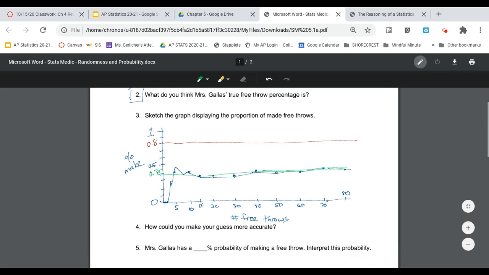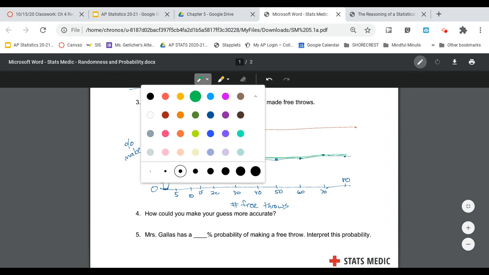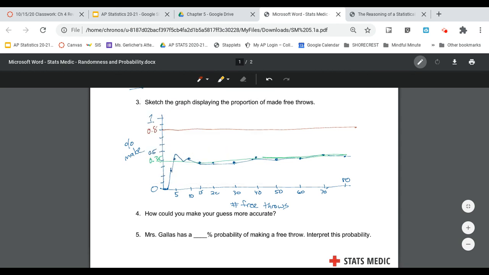So how could you make your guess more accurate? Oh, by the way, I should say this is the true proportion. Okay, so how could you make your guess more accurate? Well, we could see more shots. The more data you have, the better your average will be. So this is getting into an issue called the law of large numbers.